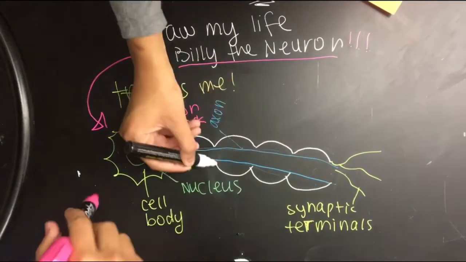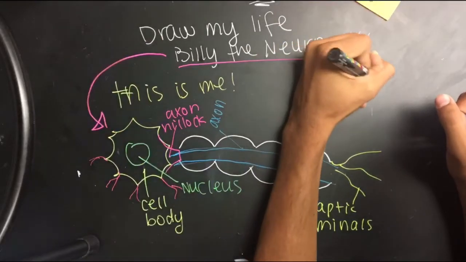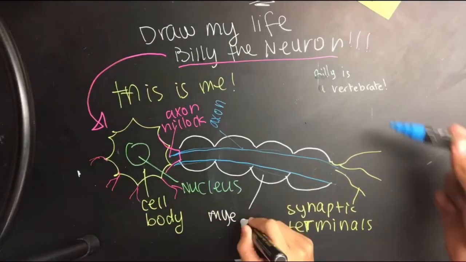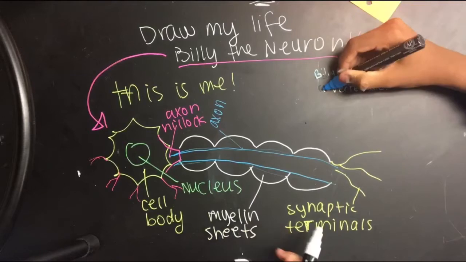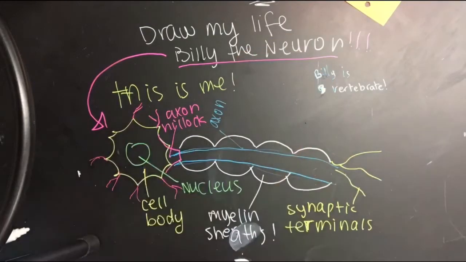I also have myelin sheaths that cover my axon because I am part of a vertebrate. These myelin sheaths allow me to transfer my information quickly, even though I have a thin axon. Oh, and never forget my dendrites, which receive information from other neurons.